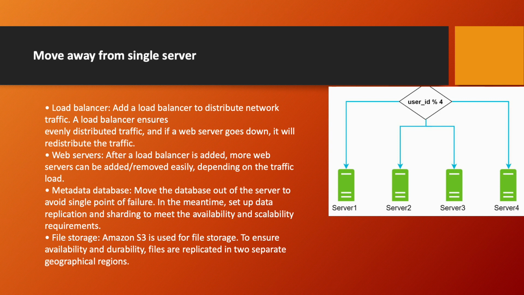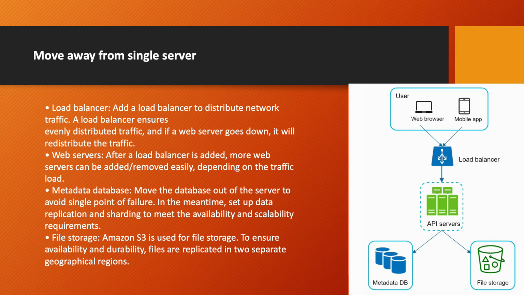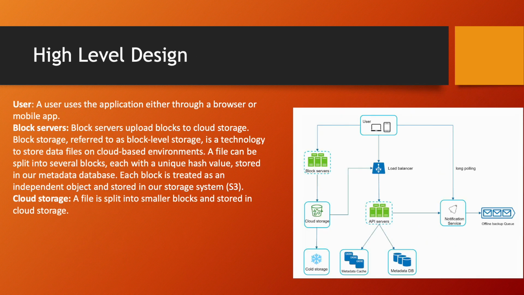And then there's a metadata database. And then there's a file storage. You could use S3 or any other cloud storage out there. Then on the right hand side, you can see the figure based on our discussion so far. So the high level diagram looks like, okay, you have a set of users, their request goes through load balancer, API servers, then they talk to metadata DB and file storage.